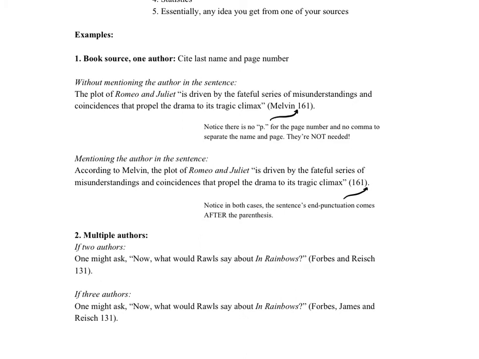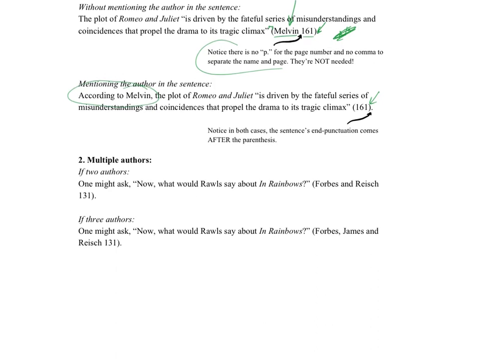For example, if you have a book source, you would cite it by the author's last name and the page number. And this says, notice there is no P for page number. It's just last name, page number, period goes out here. Notice there's a space there. So that is how you cite a book source. Now, if you put the author's last name in the sentence, then the only thing you need at the end is the page number. And then it gives you other things, like if you have multiple authors listed.